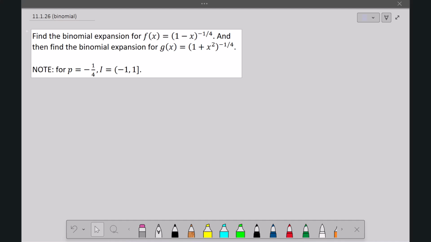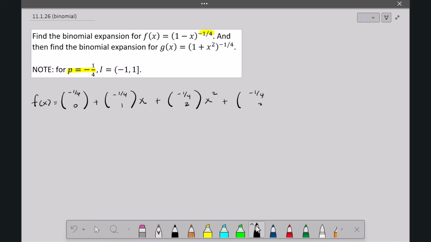Let's find the binomial expansion for f, and then we'll modify that and find the binomial expansion for g. So the binomial expansion for f will look a lot like the geometric series, except that we will have binomial coefficients. We will start with p choose 0. P in this case is negative 1/4. P is the power, plus negative 1/4 choose 1 multiplied by x, plus negative 1/4 choose 2 multiplied by x squared.